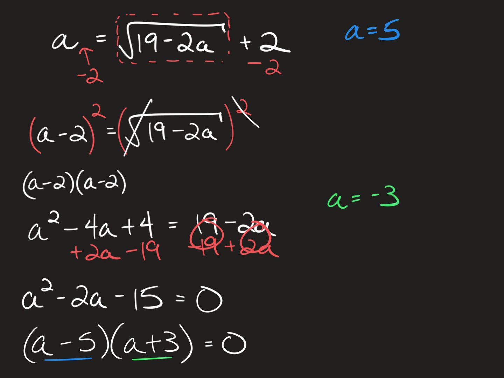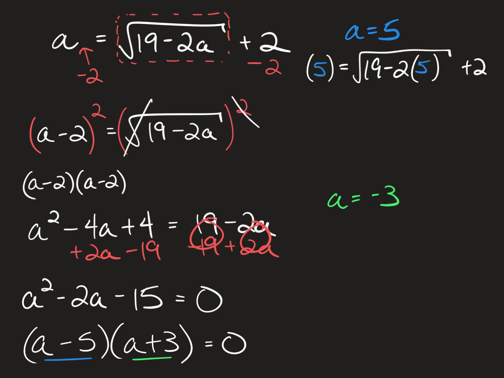So I'm just going to check these. Those are our only 2 possible answers. So let's check, go back to the original equation over here. Let's see. So I'll have something equals 19 minus 2 times something plus 2 outside the square root. That something in this case is 5.